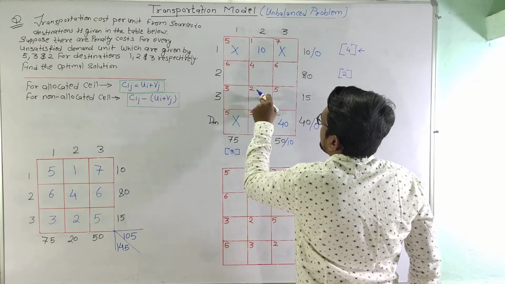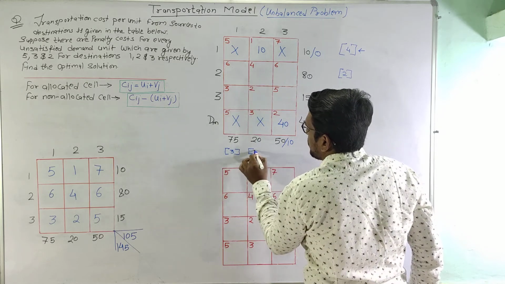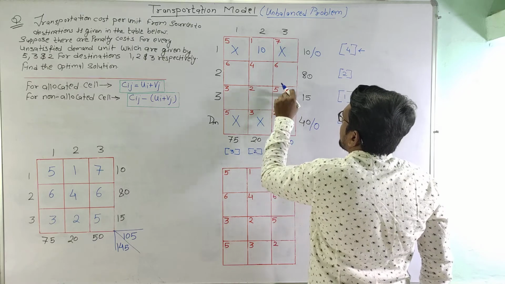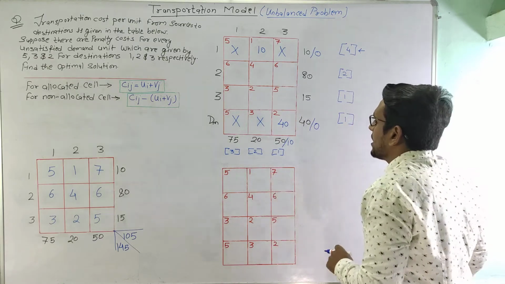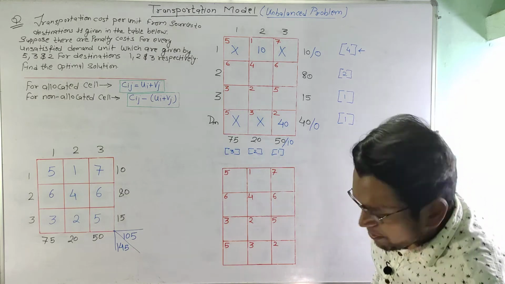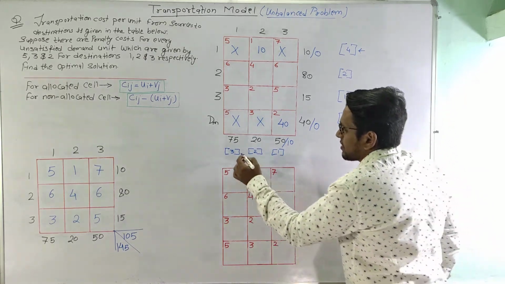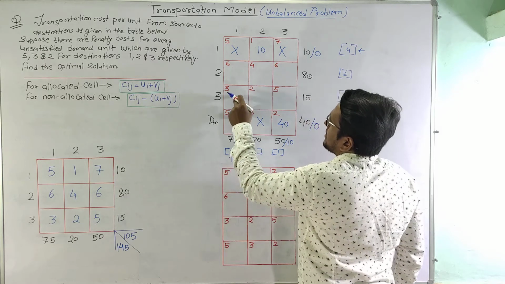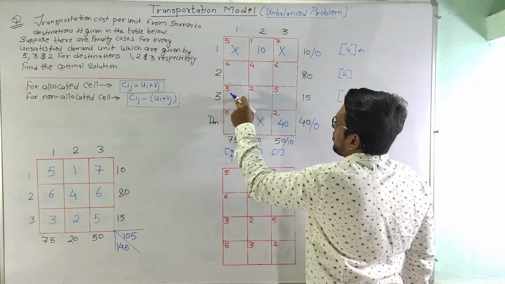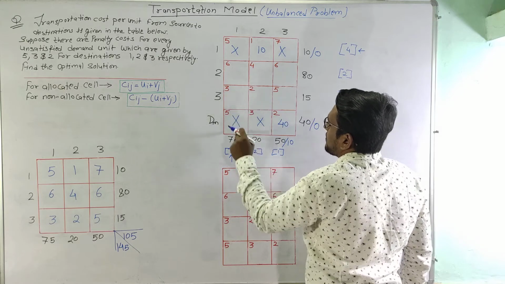Here the minimum is 2, the next minimum is 4, the penalty is 2. Here the minimum is 5, the next minimum is 6, the penalty is 1. Now among these the maximum penalty is coming at this one, so I will select this, and here 3 is the minimum transportation cost. So we will allocate 15 here.